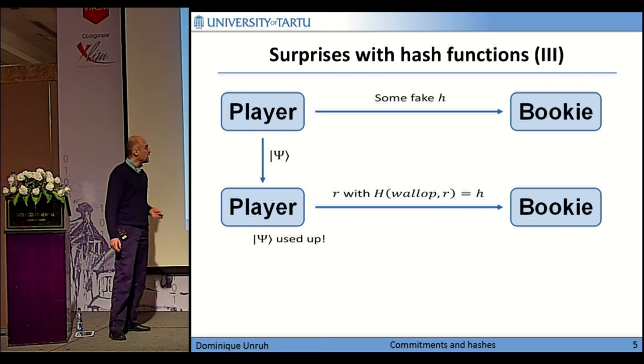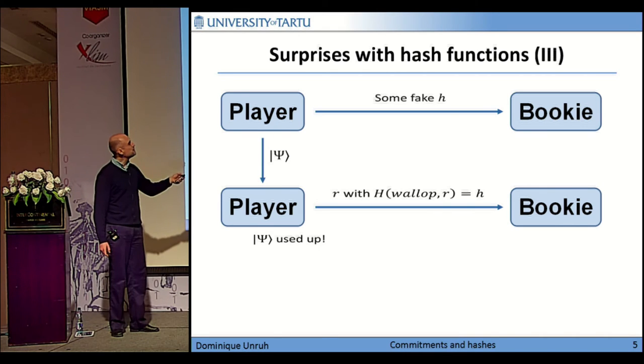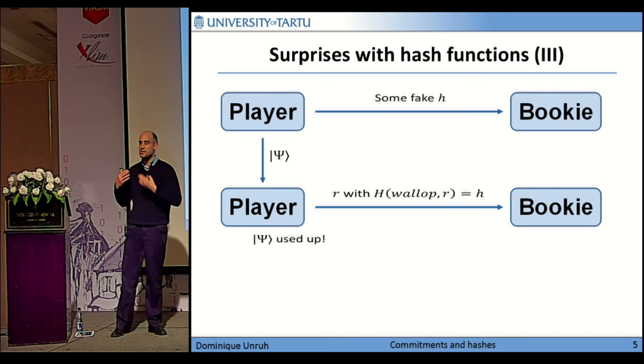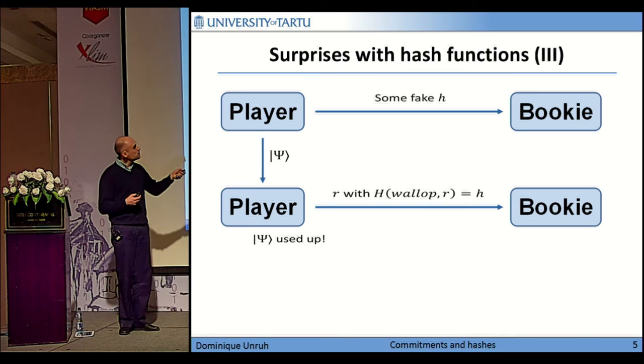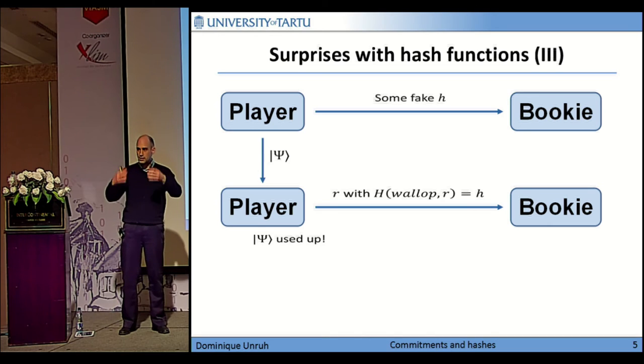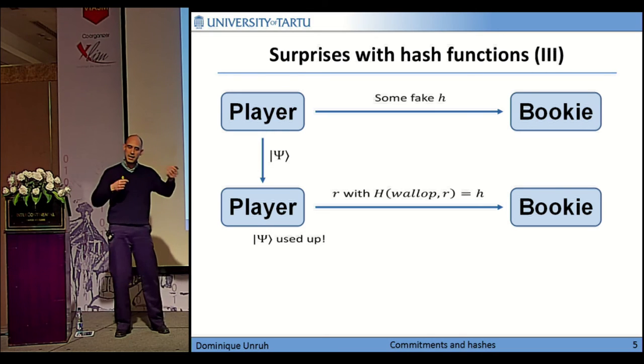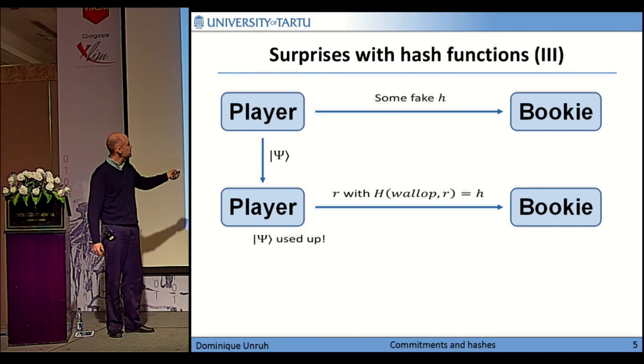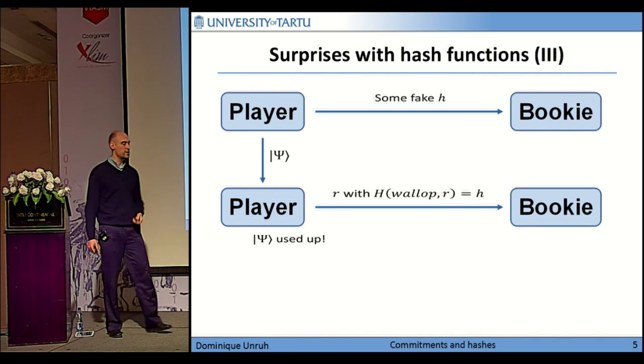Well, on a very high level, what could happen is that the player sends some fake value h, and this fake value h is produced with some quantum algorithm that does not compute only the value h, but also computes some quantum state psi. So it's a randomized quantum algorithm that outputs each time you run it an h and a quantum state together. You can't just first pick the h and then compute the quantum state. They just come together. And then later, when the player knows what horse he wants, there's some other algorithm that computes from psi the randomness needed to open to that value.